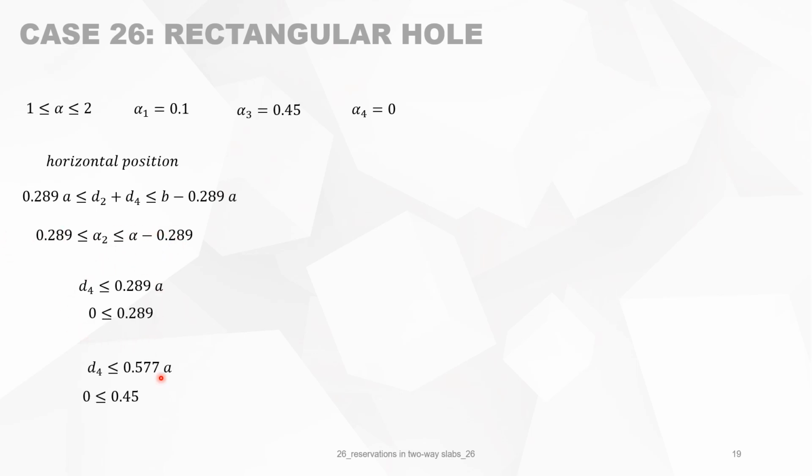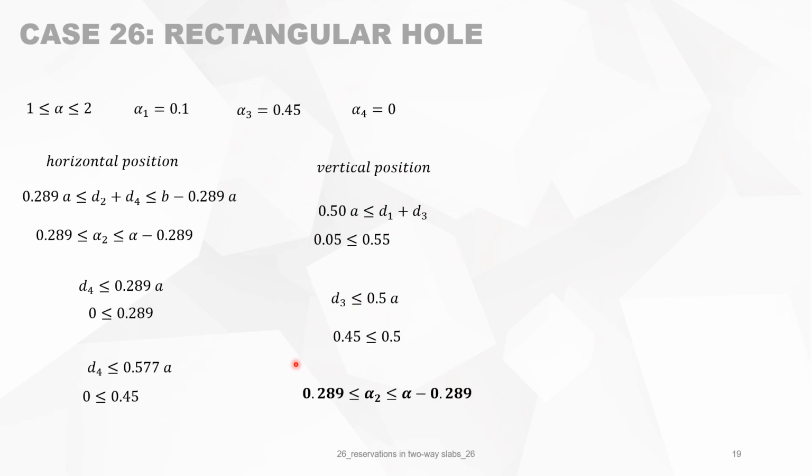This is fulfilled, and this is also fine. In the vertical position, this is also checked. This is okay. So it means that we are left over with this condition to have a case 26 rectangular door. This must be true.